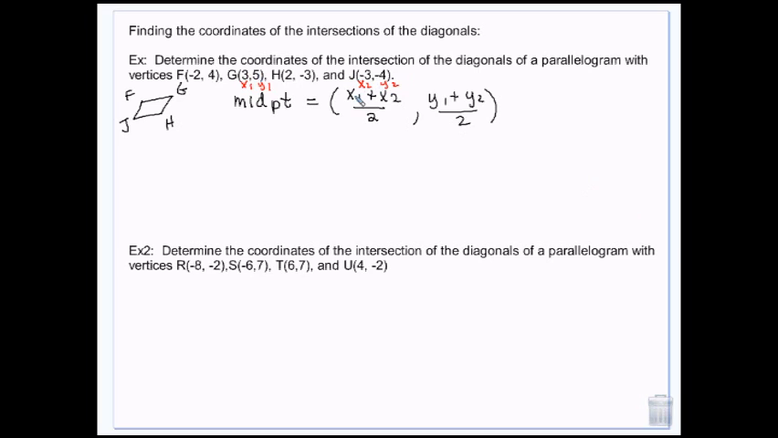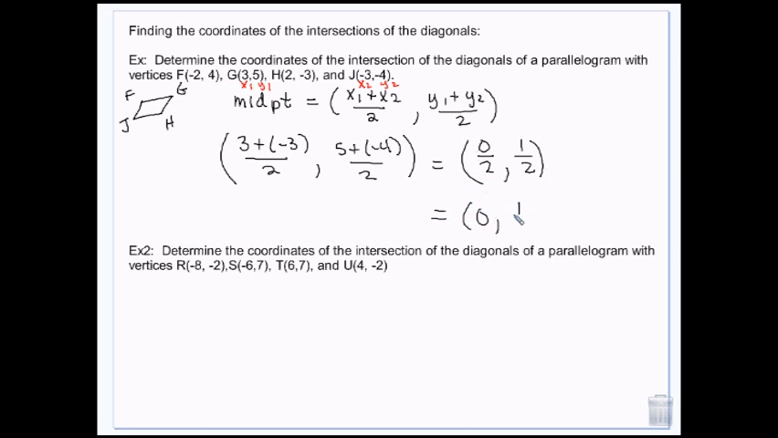So I'm going to add the two x's together. So I get 3 plus -3, divided by 2, and then 5 plus -4, divided by 2. So that's 0 over 2 and 1 over 2. So 0 and 1/2. That's the point. So all you have to use is the midpoint formula. You just draw the parallelogram and label it real quick so you know which line is the diagonal, which 2 points to use. Does that make sense?